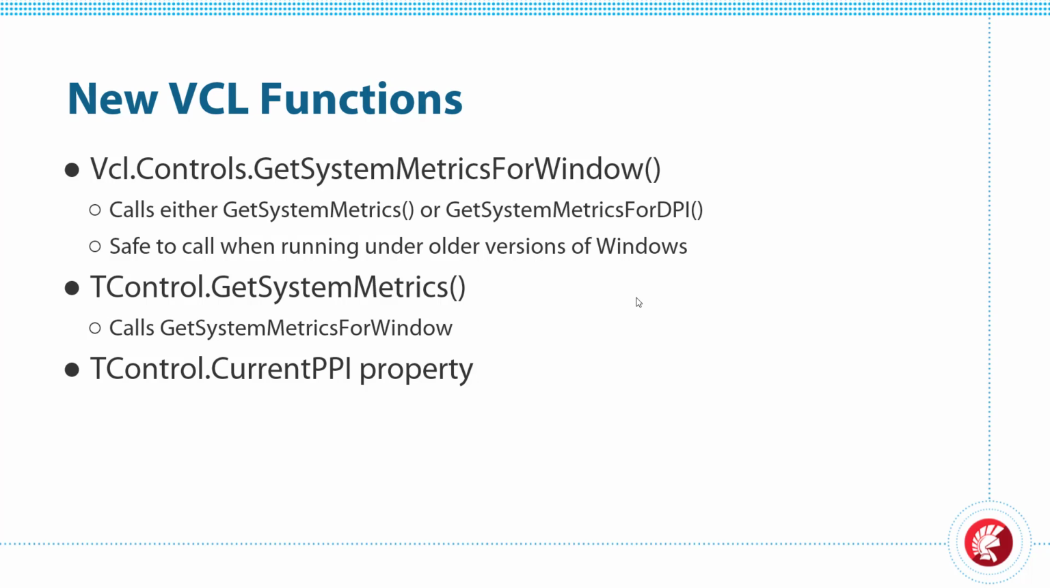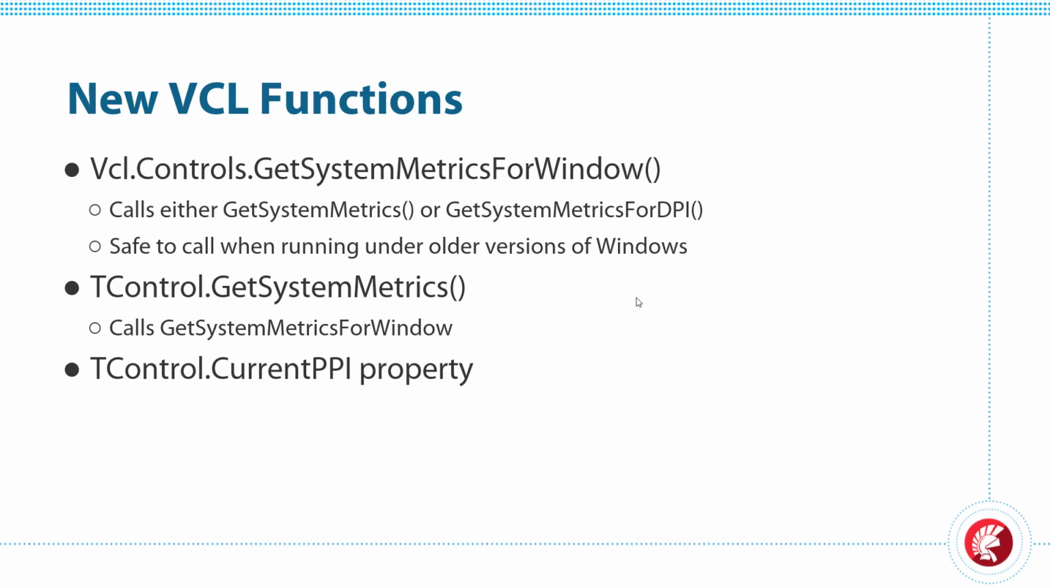So the forms down to the buttons and all of that. And so it now calls GetSystemMetricsForWindow, which is really nice. So if you have code in your components that is calling GetSystemMetrics, you'll definitely want to look to see if it operates the same way with the new version, where it's using this GetSystemMetricsForWindow.